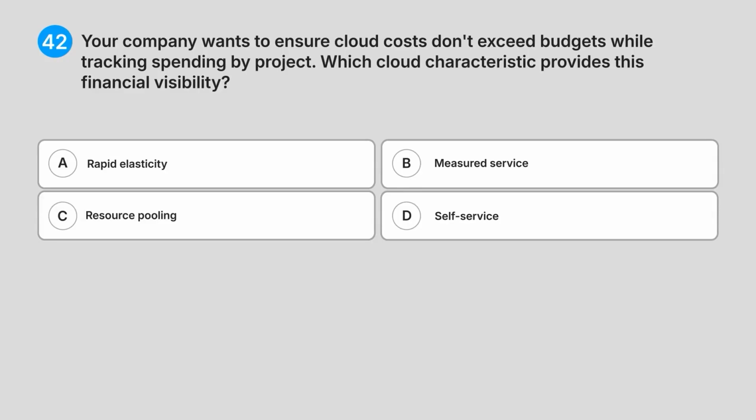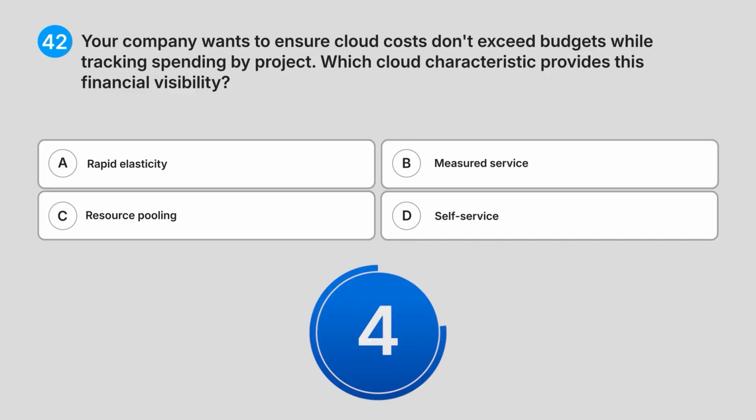42. Your company wants to ensure cloud costs don't exceed budgets while tracking spending by project. Which cloud characteristic provides this financial visibility? A. Rapid elasticity. B. Measured service. C. Resource pooling. D. Self-service. Do you know the answer?